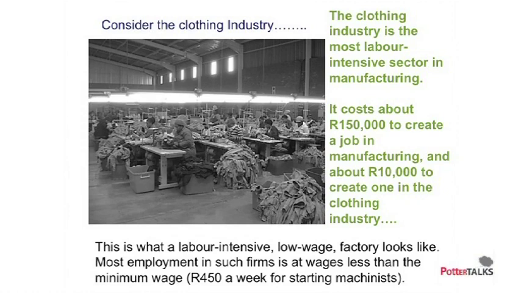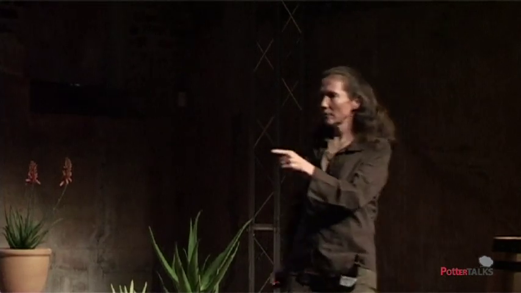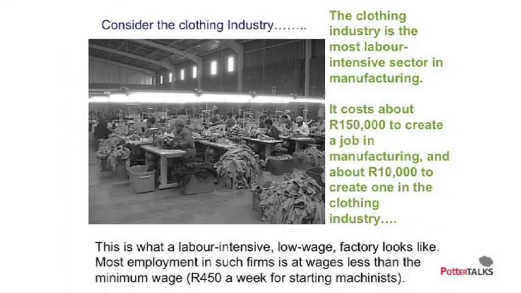So these data come from 2008, slightly out of date, but that was our last manufacturing census. To create a job in manufacturing in general, it's 150,000 rand. You have to invest 150,000 rand in machinery in general. But if you take the clothing sector, it's 10,000 rand. Basically, you can go a long way on very simple machines. But that kind of production, 450 rand a week, which is below the national minimum as legislated by the clothing company.